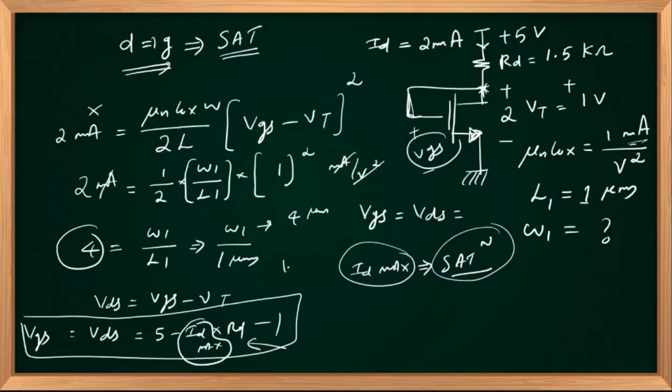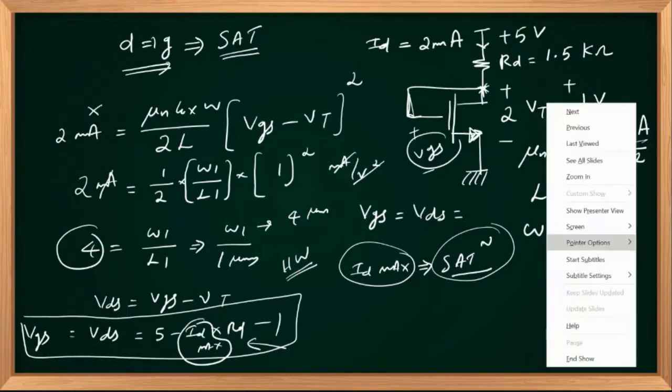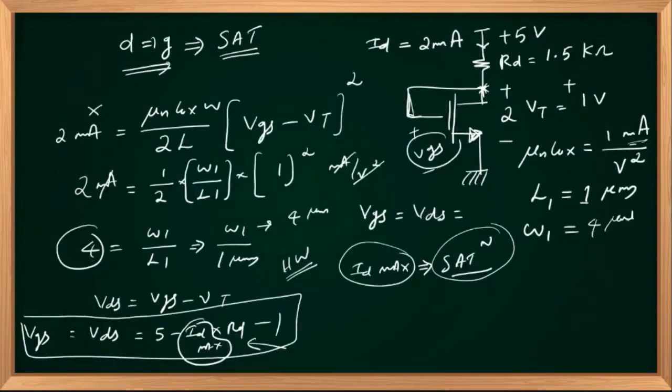You can try this as a homework. That's a little bit lengthy. Any answers? Maximum value of ID? And you can take a W value equal to 4 micrometer. That should be given. Based on that, you can solve for the maximum possible value of ID. Right. You can do it as a homework.